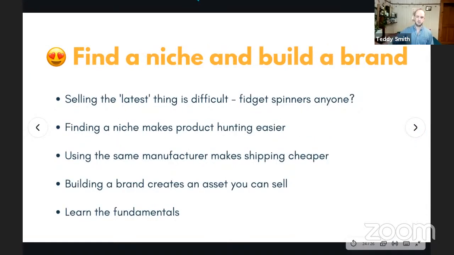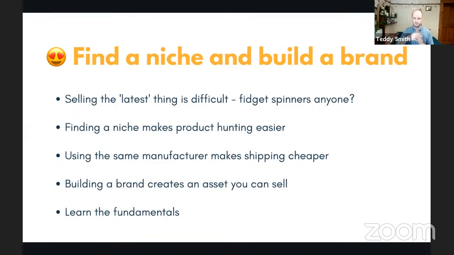Now, when you start to do all these things, you can really start to build a brand, which is what I think should be your main aim when you're starting out on Amazon. Once you have your niche, it's much easier to product hunt, because you can go to the right trade shows, find the right manufacturers, and really start to build something that you can be quite proud of.